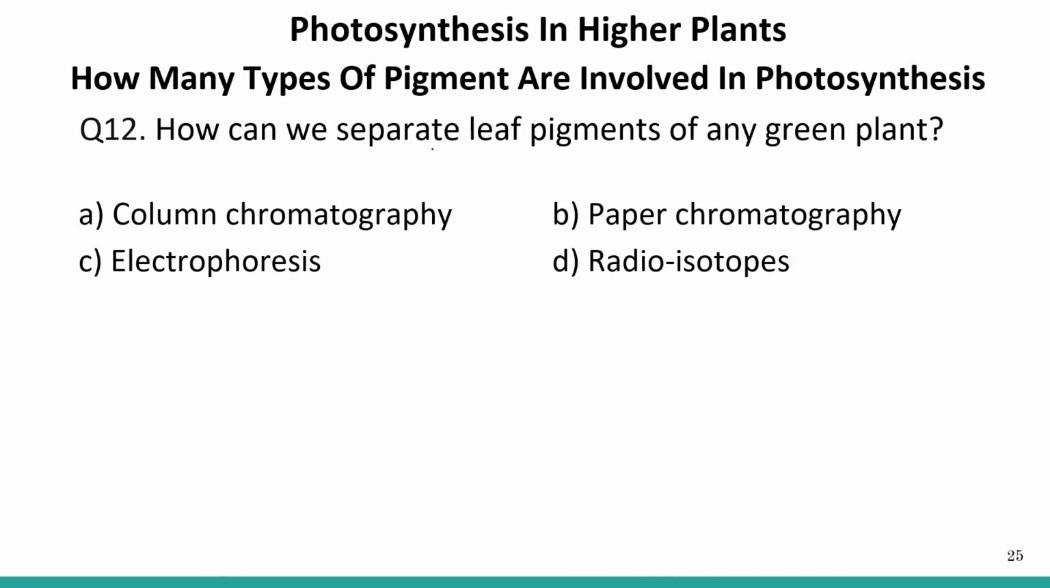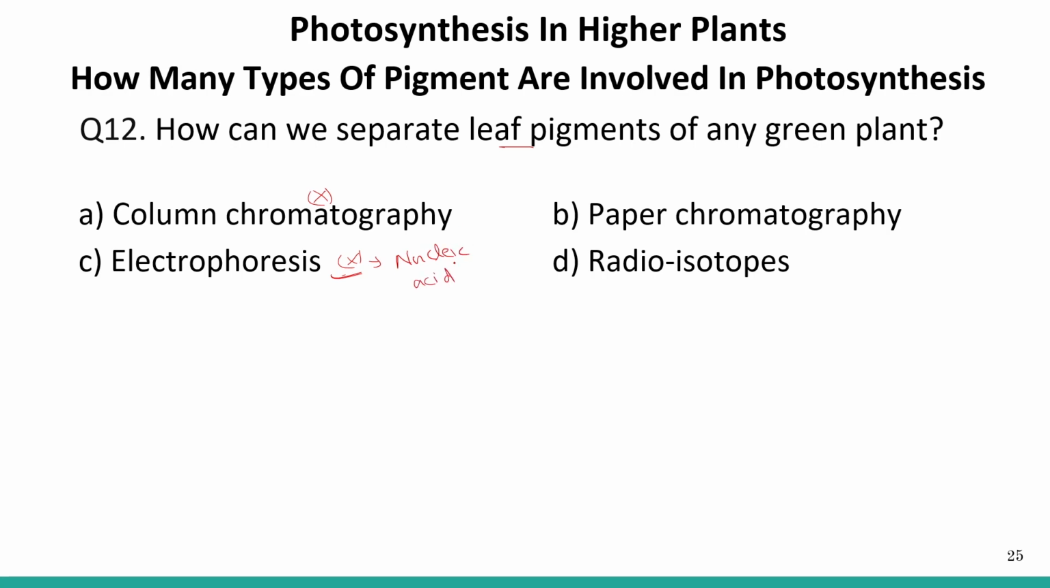Alright, now let's move on to the next question. How can we separate leaf pigments of any green plant? So this is straightforward column chromatography. No, it is a very complex process. Then we have electrophoresis. Again, this is not true. Gel electrophoresis is for the separation of nucleic acids.